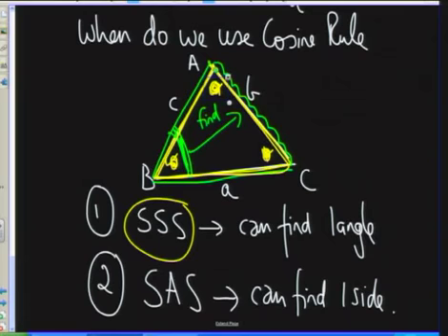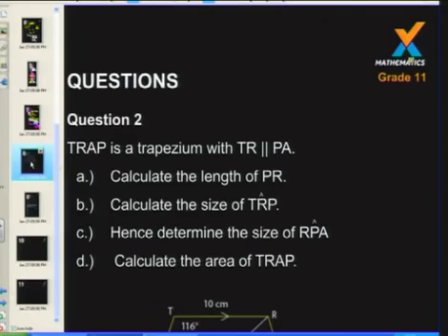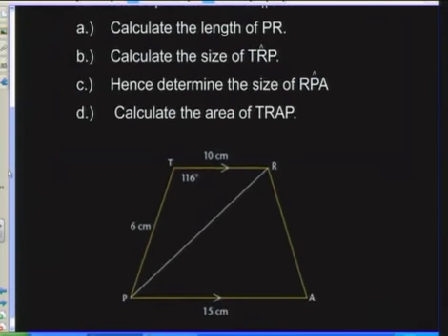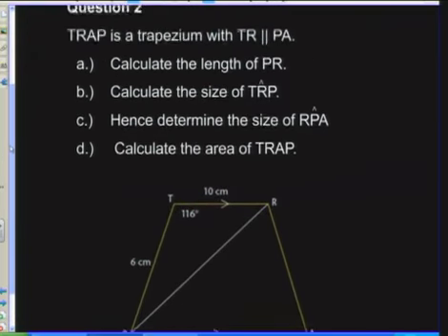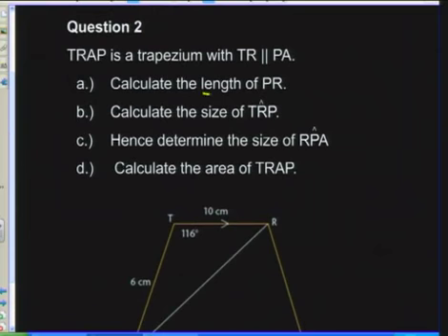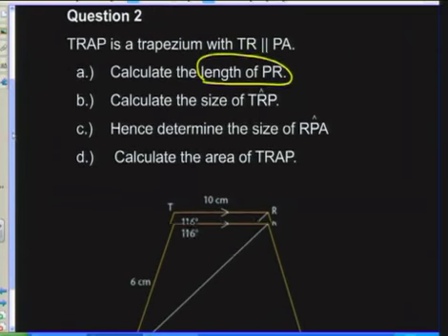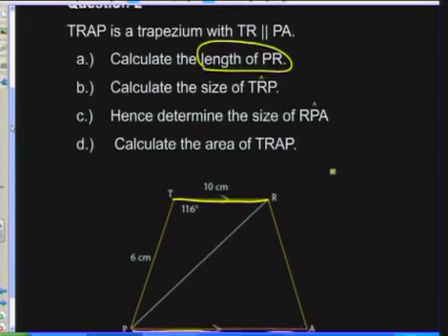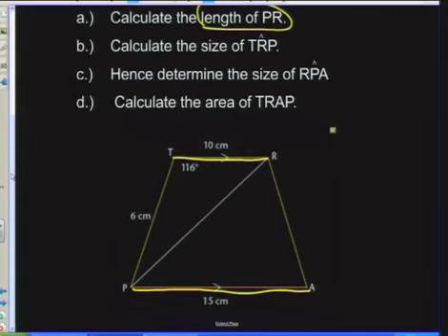Okay, having gone through that beautiful revision that the mindset asked us earlier, let's see what's in store in question 2. TRAP is a trapezium with TR parallel to PA, and if I glance down here, there's TR, there's PA, and the two lines are parallel, and they've marked it on the diagram. We need to calculate the length of PR. So let's go and see what's happening here. We've got TR parallel to that length there, and we would like to work out the length of PR. So how long is this length over here?